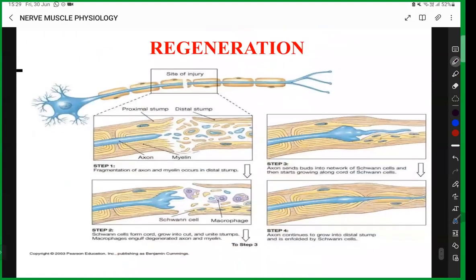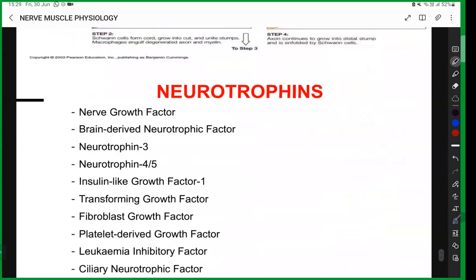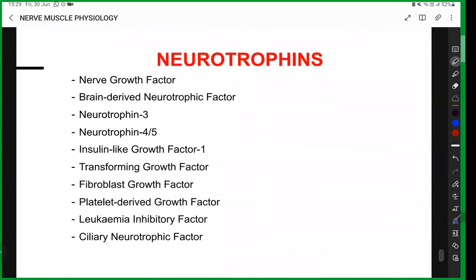For this you need some growth factors, right? That growth factor is called neurotrophins. So what are the neurotrophins? Nerve growth factor. They are required for the growth of sympathetic neurons and cholinergic neurons in the basal forebrain. In the basal forebrain, you need all these things for the regeneration. Similarly, you need brain-derived neurotrophic factor, neurotrophin 3, neurotrophin 4, 5, etc. All these things are going to be there.